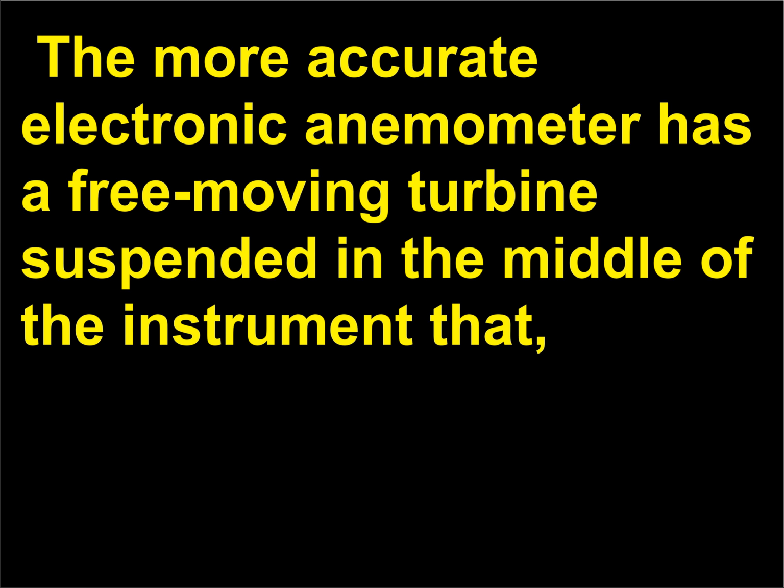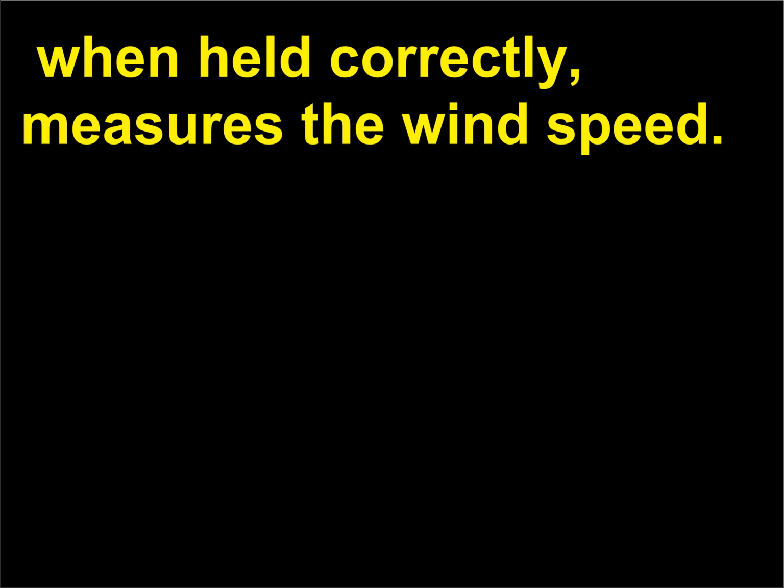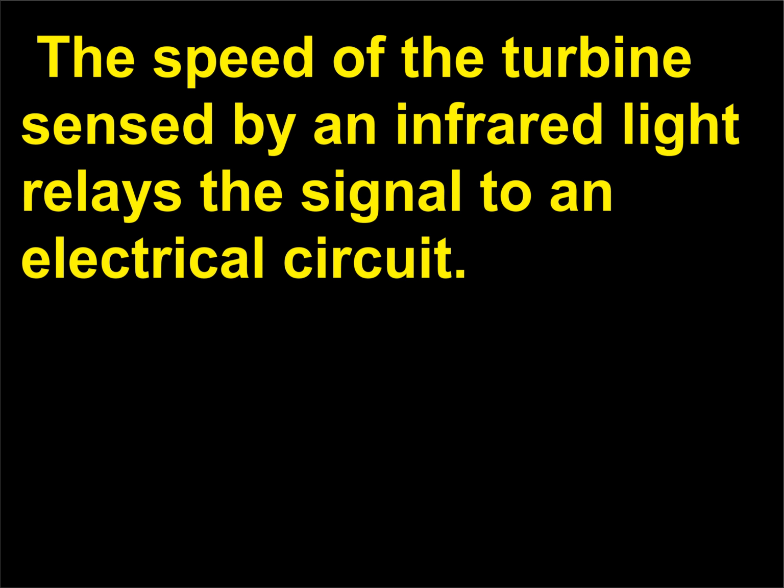The more accurate electronic anemometer has a free-moving turbine suspended in the middle of the instrument that, when held correctly, measures the wind speed. The speed of the turbine sensed by an infrared light relays the signal to an electrical circuit. From there, the wind speed is digitally displayed.